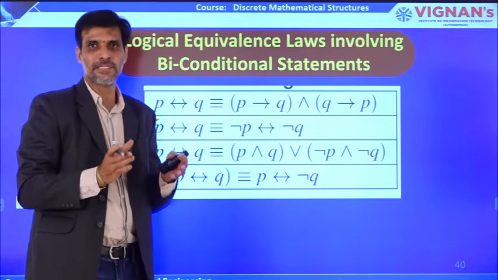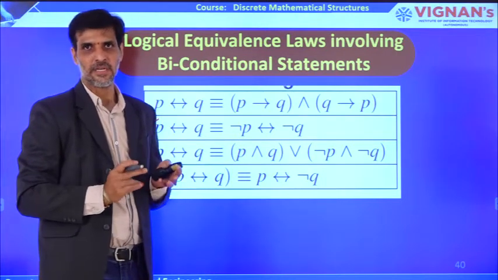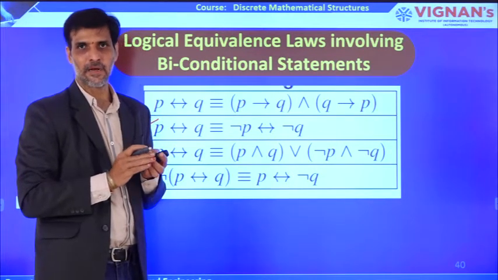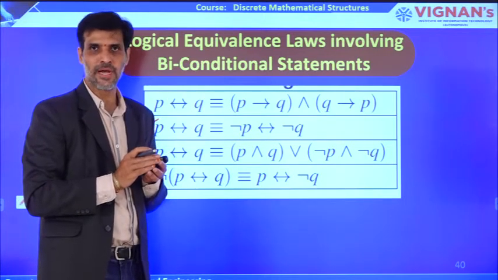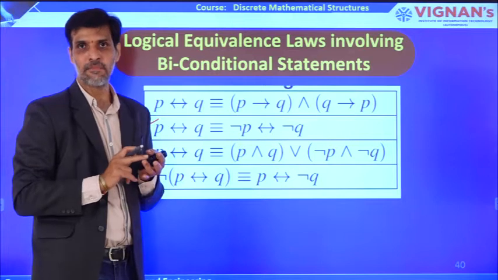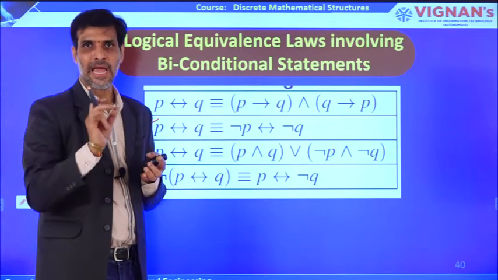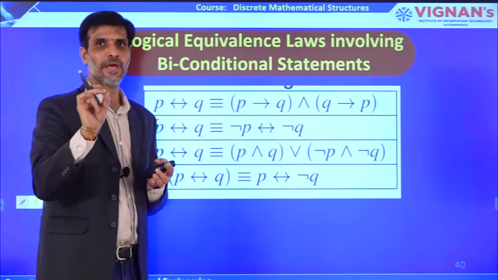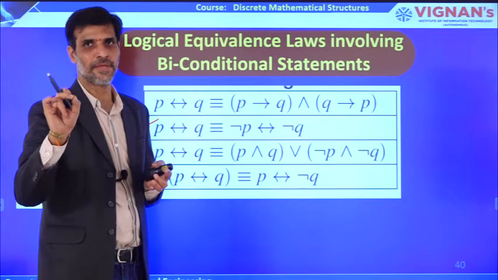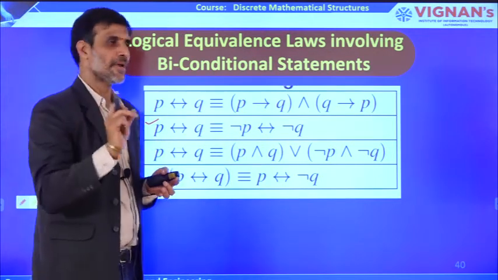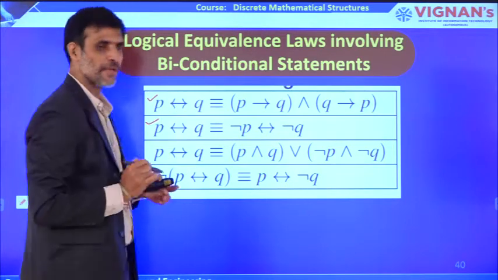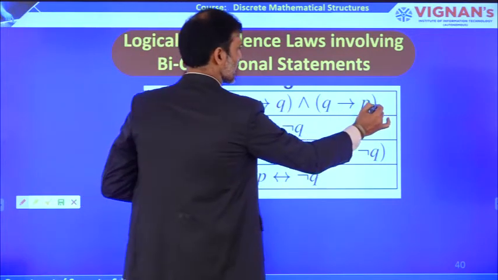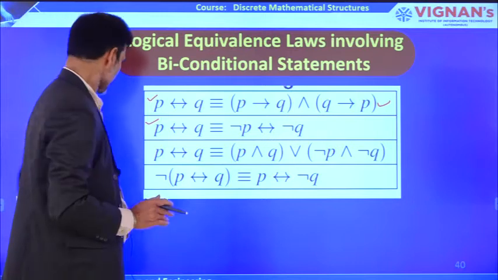You need to remember the basic laws. What are the basic laws? Till now we discussed identity law, next domination law, and then commutative law, and then associative law, next distributive law, De Morgan's law, double negation law, and the basic law of conditional. What is the basic law of conditional? P implies Q is logically equivalent to negation P or Q. Similarly, the basic law of this one is P implies and implied by Q is logically equivalent to P implies Q and Q implies P.